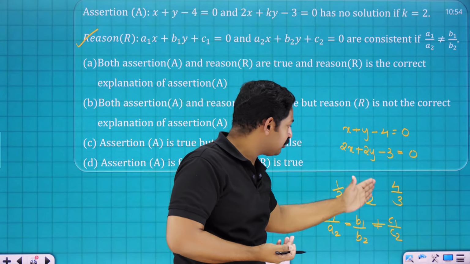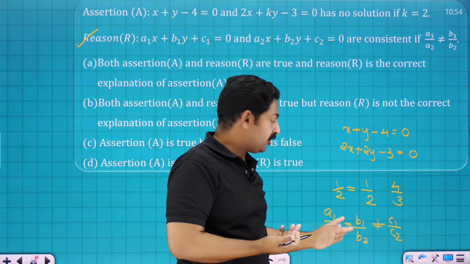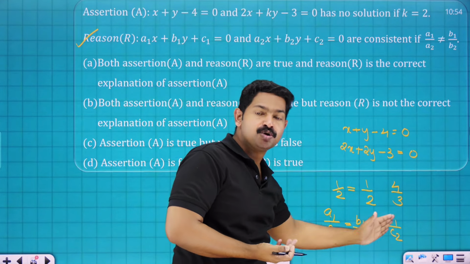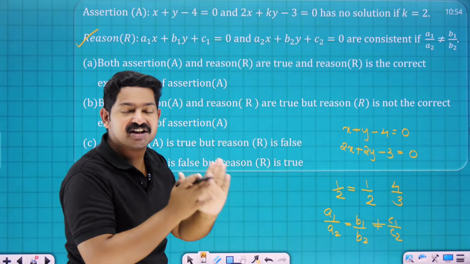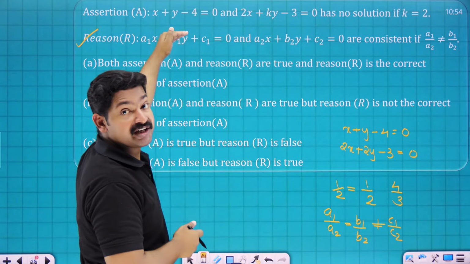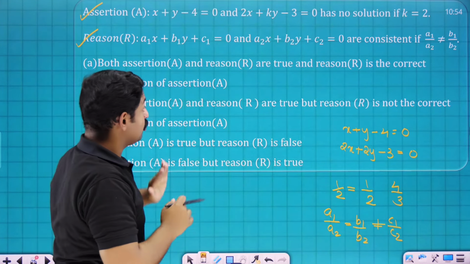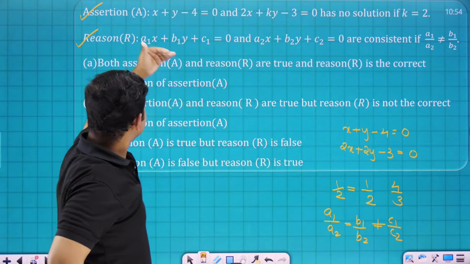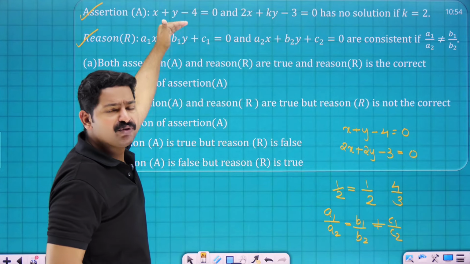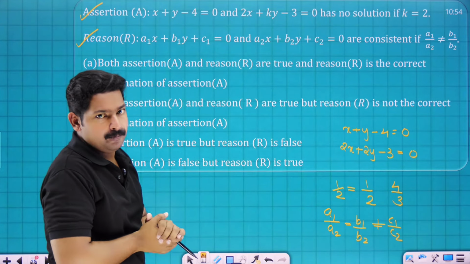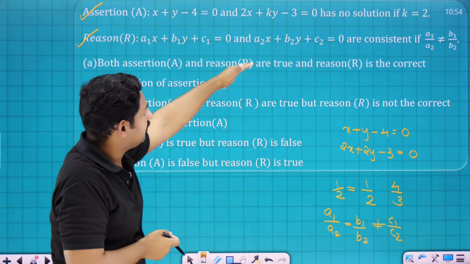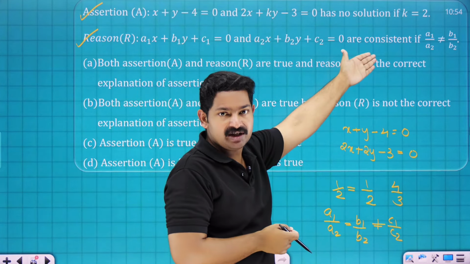So when you are substituting k equal to 2, there is no solution because a1 by a2 equal to b1 by b2, which is not equal to c1 by c2, which is the correct condition. So the assertion is correct. The assertion is true and the reason is also true. But is the reason the correct valid reason for the given assertion? No, because in the reason it is given about the consistent condition, right?